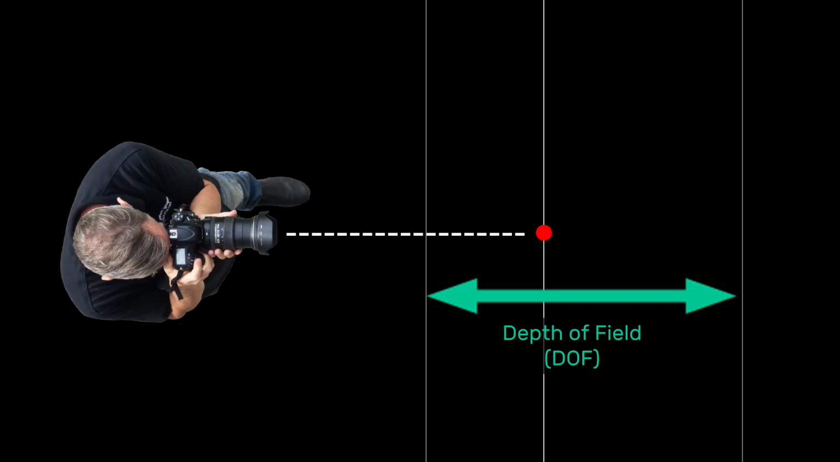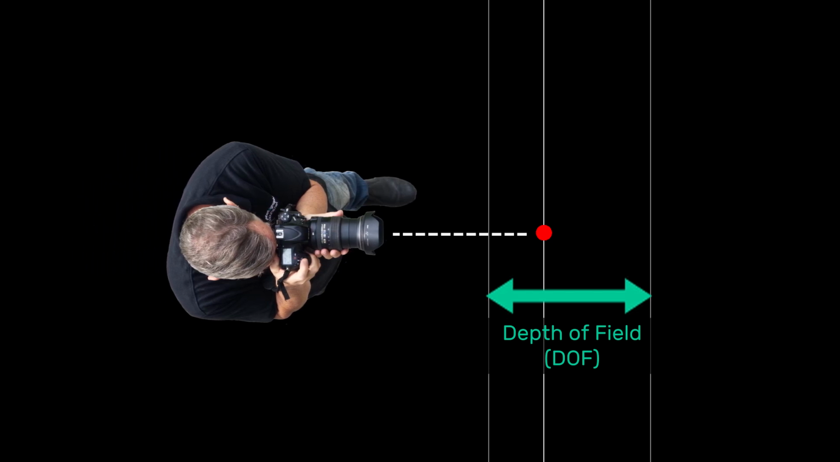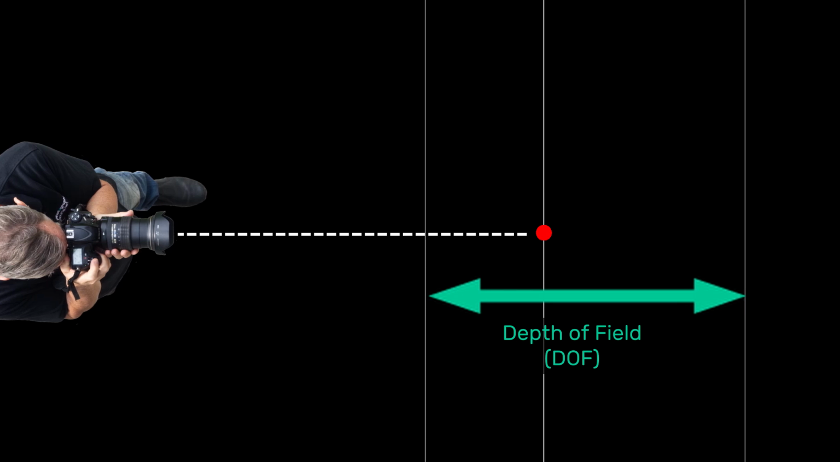Distance also factors into depth of field. The closer you are to your subject, the shallower the depth of field will be. The further back from your subject, the more you will have an acceptably sharp focus at any given aperture.